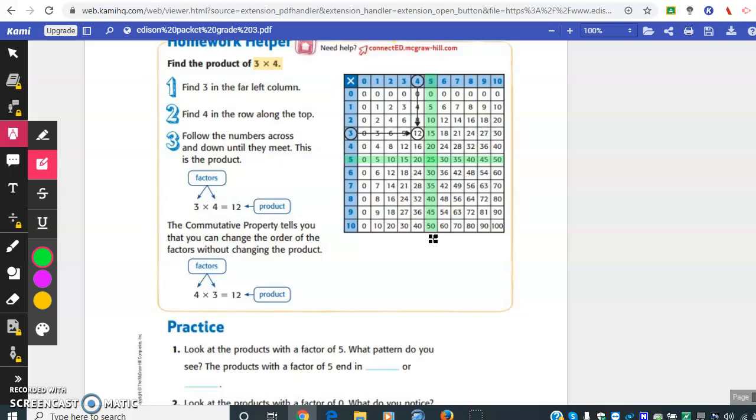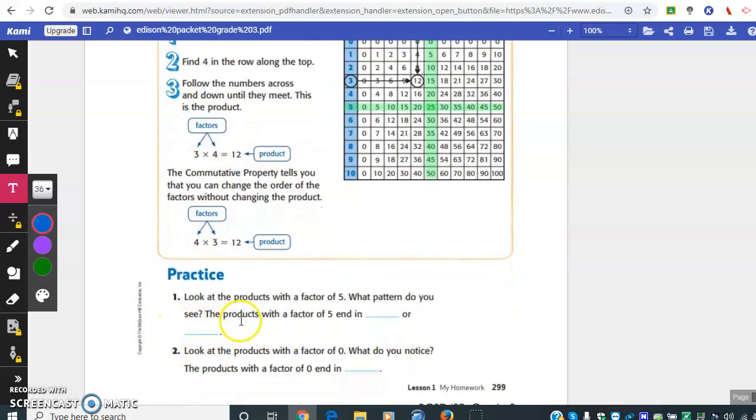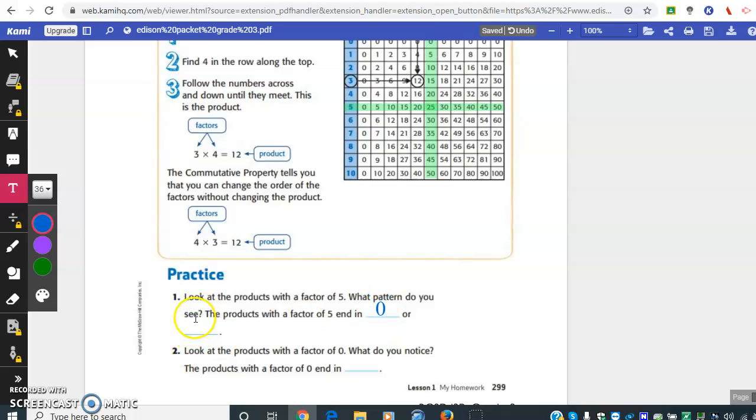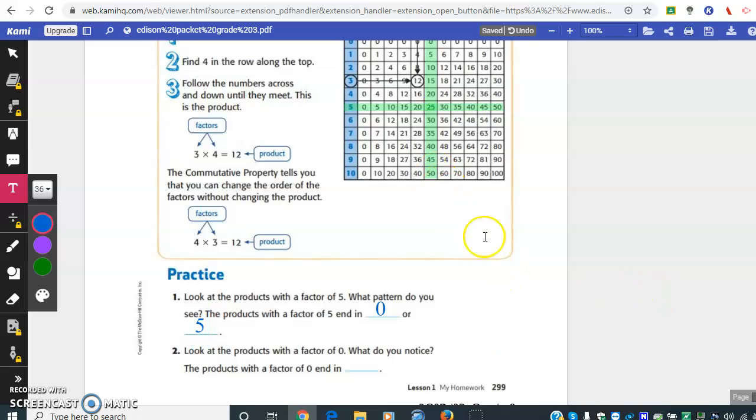There are no other ending numbers. And that's what they want us to write here as the pattern that we've noticed. They want us to write that the products with a factor of 5 end in 0 or 5. They either end in 0 or they end in 5. That's it when you're looking at products with a factor of 5.